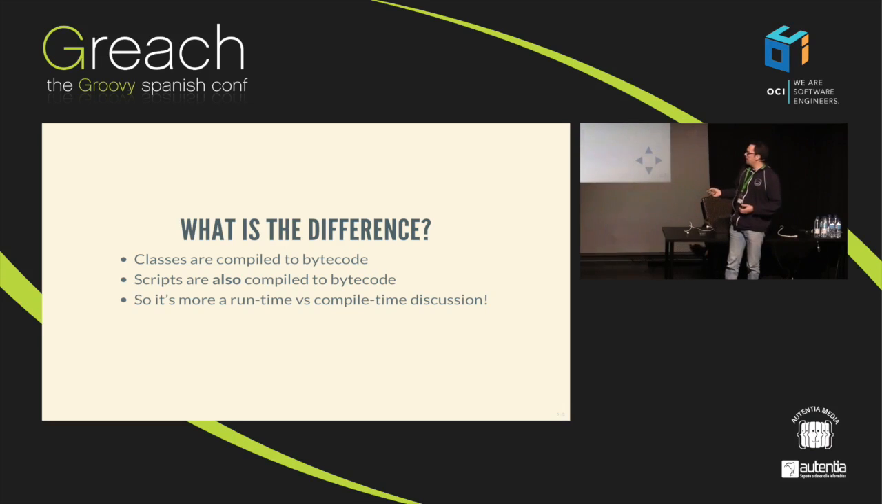So basically, Java classes are compiled to bytecode. Scripts are also compiled to bytecode. What we want to focus on is what happens at runtime, not what happens at compile time. This is the main difference between Java and Groovy. It's not what happens at compile time, because both do something at compile time. Both create bytecode. The difference is what happens at runtime. So let's explore that a bit.